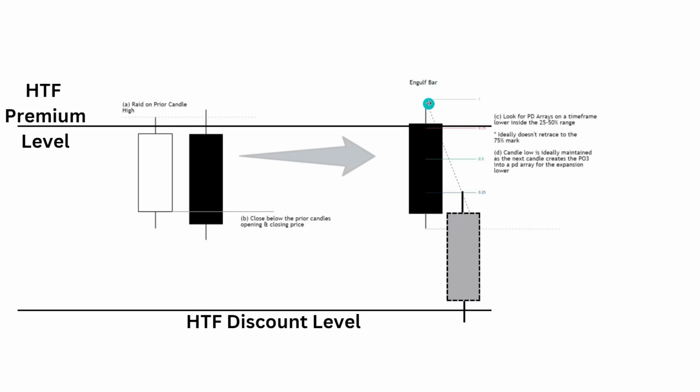So how do we trade this? In the engulfing bar, what we typically could do is look for the PD arrays on the time frame lower inside the 25 to 50% of the range. I'm going to show you guys a bunch of examples of this. We can draw a fib from the high to that candle's low and identify the 25% mark, the 50%, and the 75%. And I say ideally it doesn't retrace to 75% because if we're going to displace, we're typically not going to have too deep a retracement, and it's typically just going to be a very explosive move to the downside.